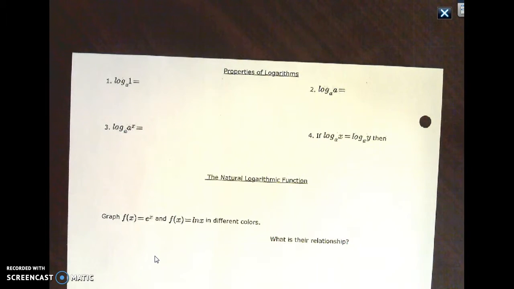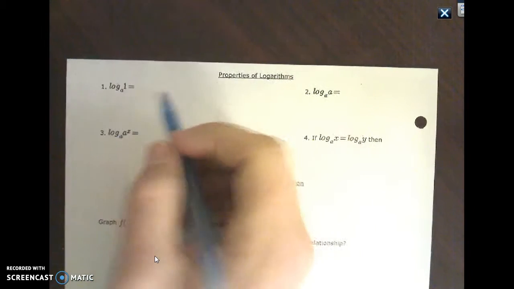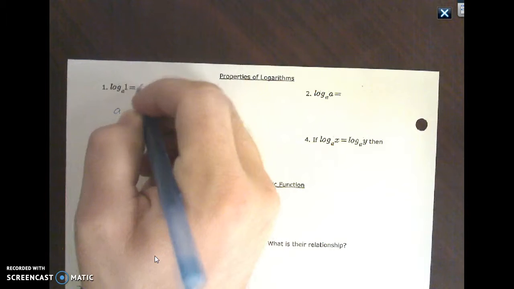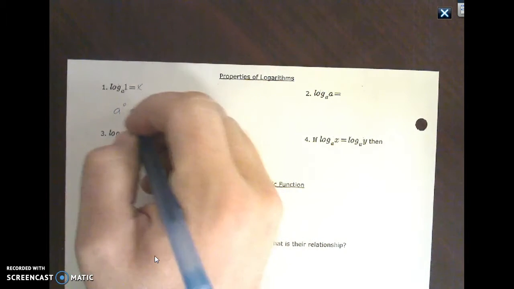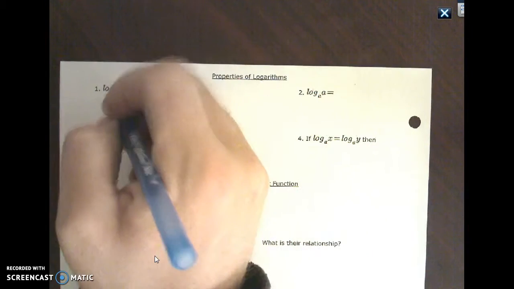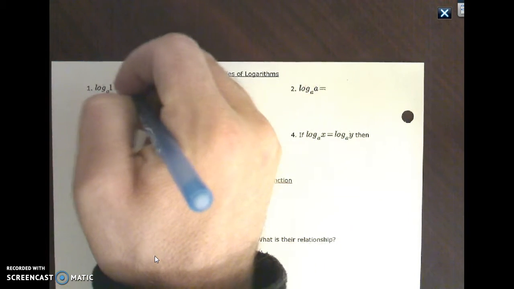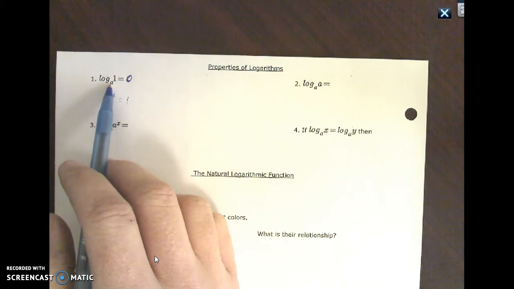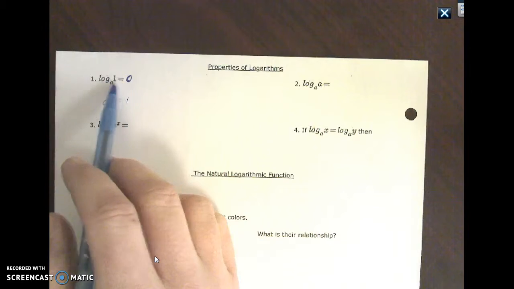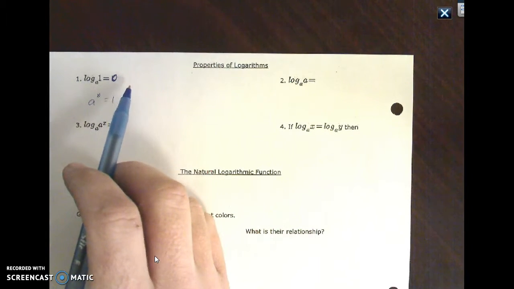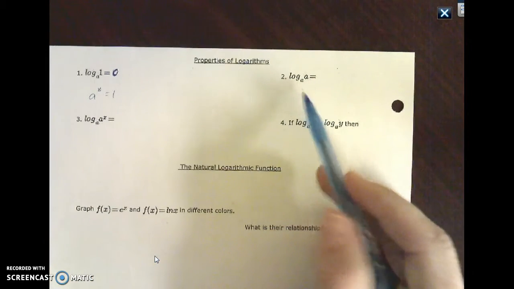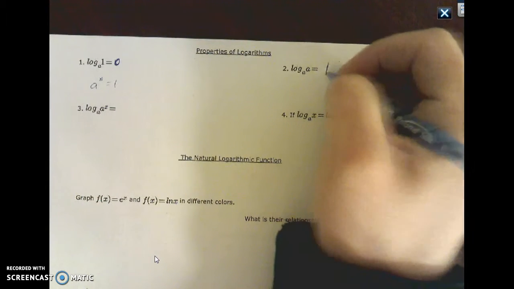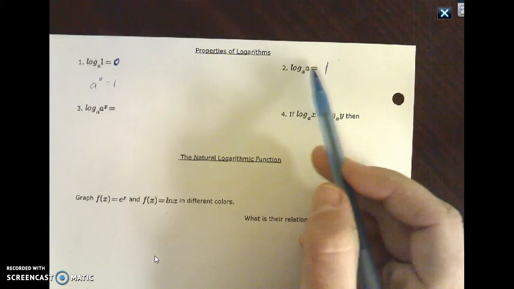Let's take a look. Log base a of 1 equals, well, in this case, a to what power, I'll call this x for now, equals 1. Well, it's always going to equal 0. Any number, if I have a base here, raised to the 0 power is going to equal 1. So keep that in mind. Log base a of a will always equal 1 because a to the first power gives me itself.